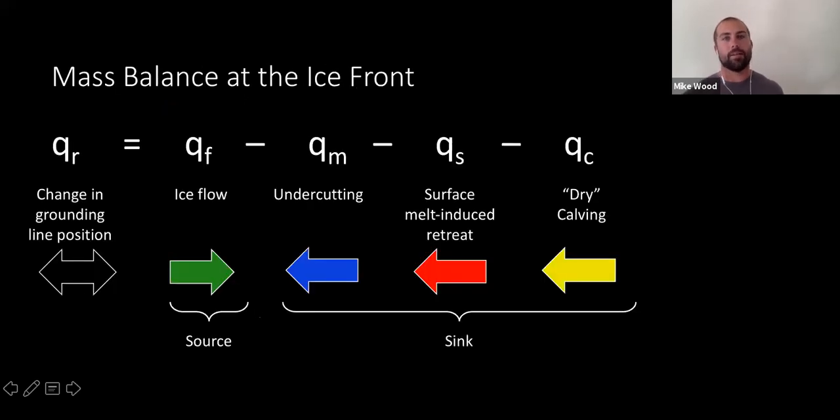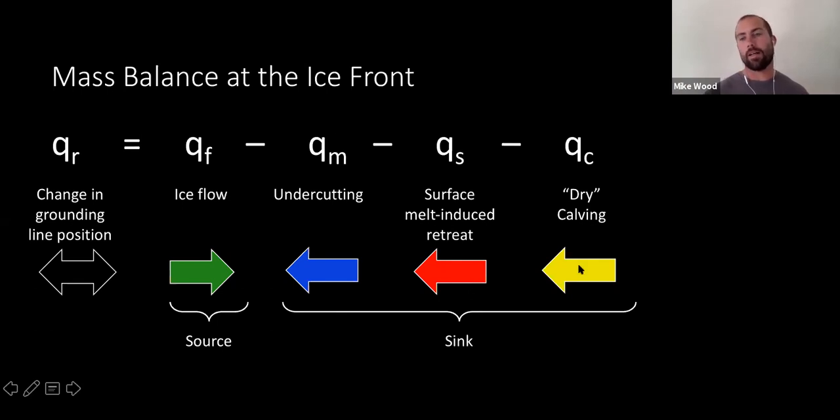So if we go back to the mass balance equation, now we've got the left four components. We calculate the right component as the residual. And now we've got time series of all these components through time. And we can start to do interesting things with them, like integrate them through time to see which processes are more important and when. I've mentioned a little bit that surface melt induced retreat, particularly at Sverdrup, was not a major driver of retreat.